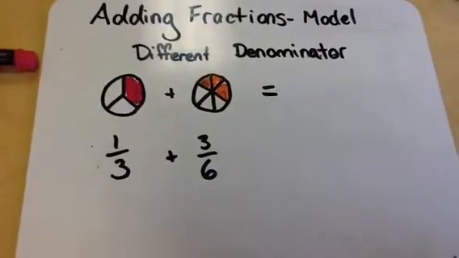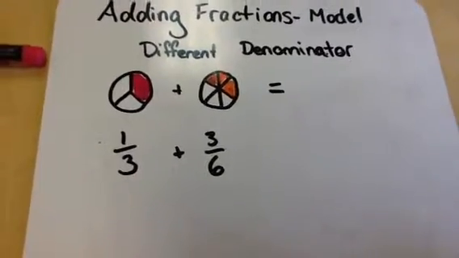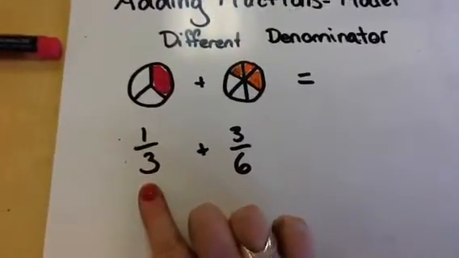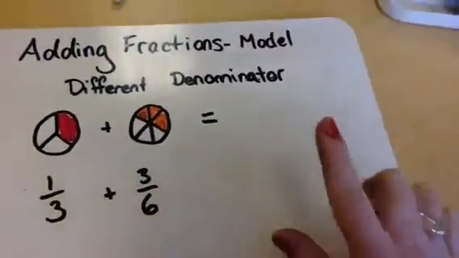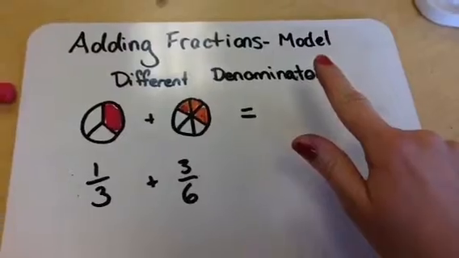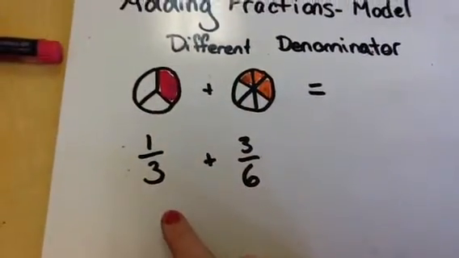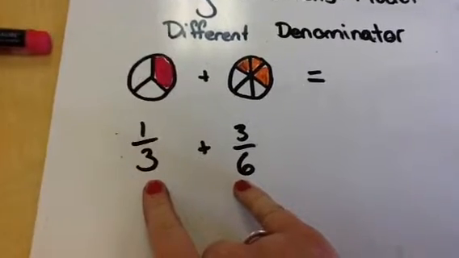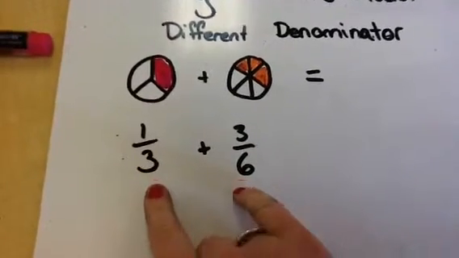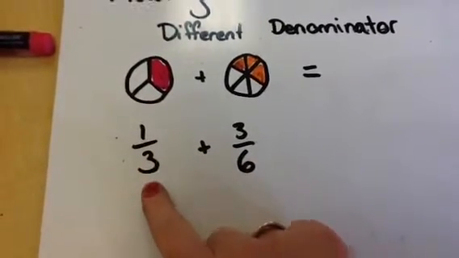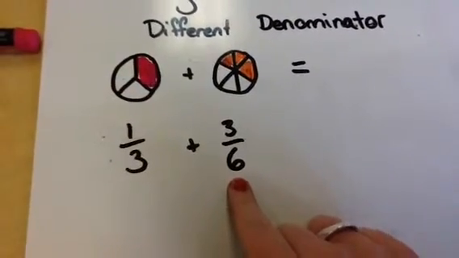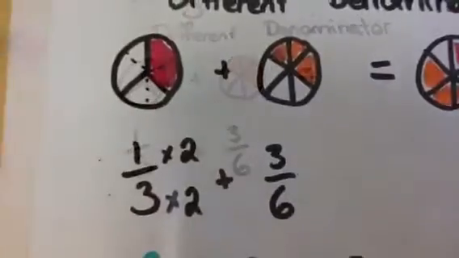Now we're going to start talking about what if your denominators are different. So as you can see, I have 1/3 and 3/6. So in this example, we're going to be using models. So I need to somehow make my denominators the same. So I'm going to ask myself, what would you multiply by 3 to get to 6? And my answer is 2.